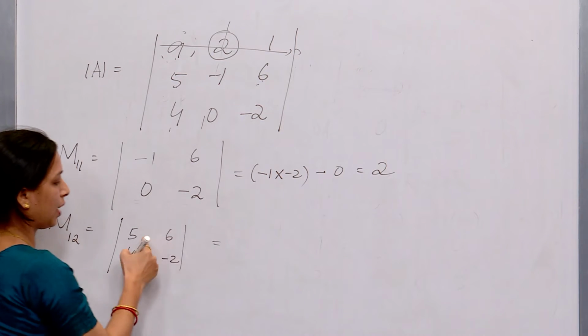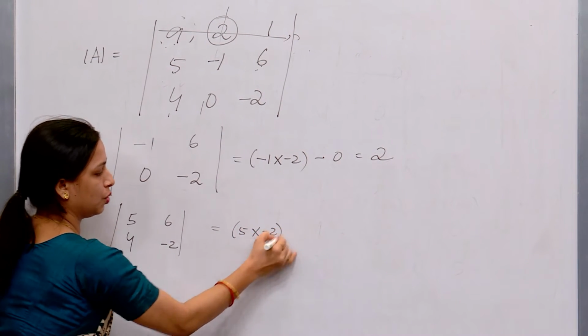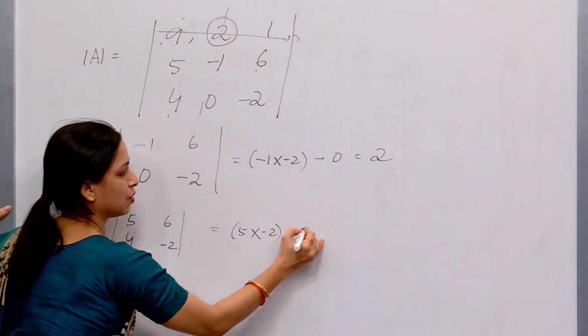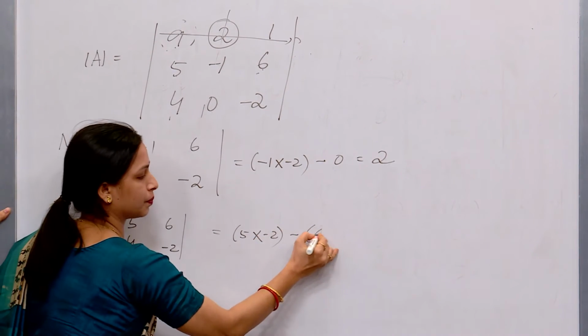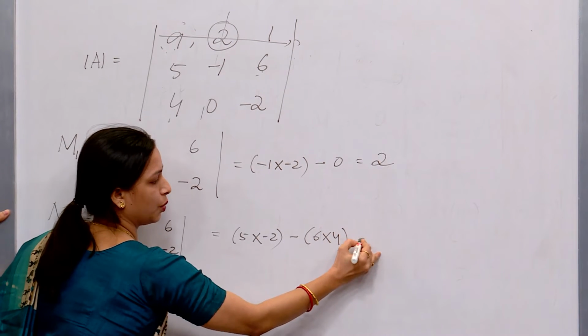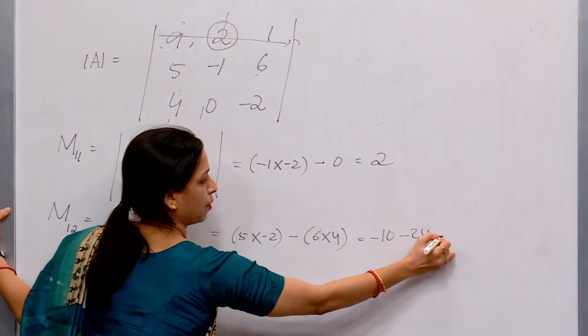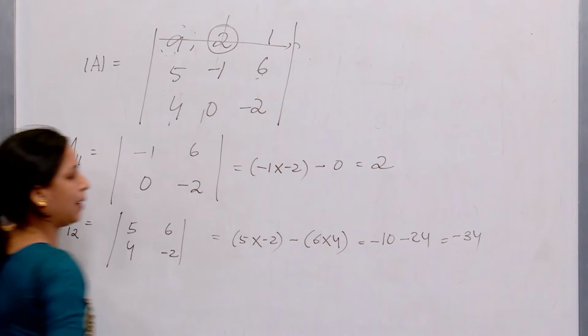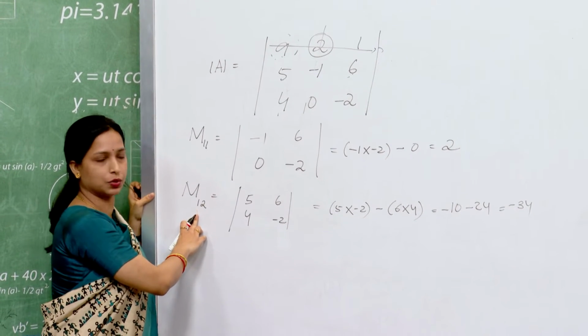Now what do I do? I cross multiply. So, 5 with minus 2 and then the difference of the other diagonal, the opposite side diagonal. So, 6 into 4. So, what do I get? Minus 10 minus 24, minus 34, right. So, this is the minor of A 1 2.